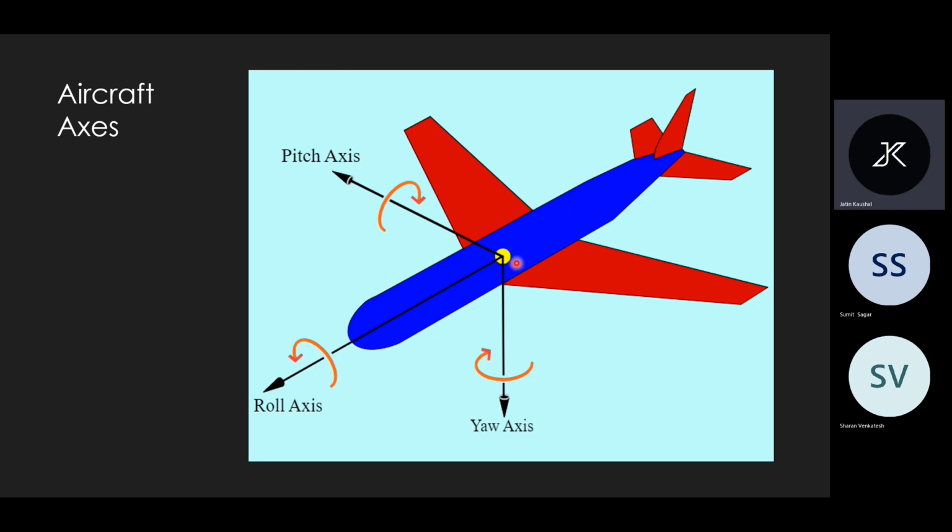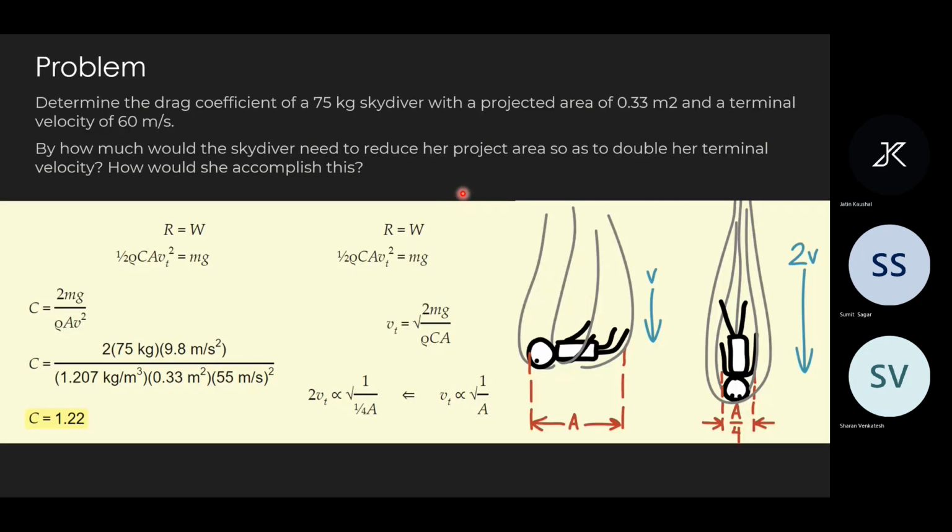The axis in the direction of motion is the roll axis, the axis perpendicular downward to the ground is known as the yaw axis, and the other axis is known as the pitch axis. So all these terms you guys have to remember. So this is the basic problem.